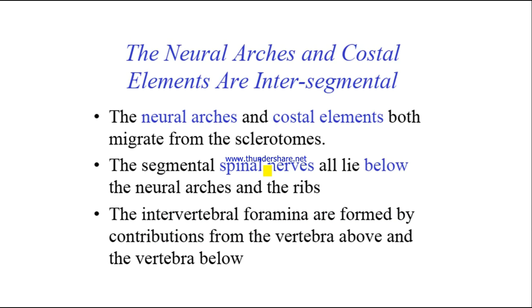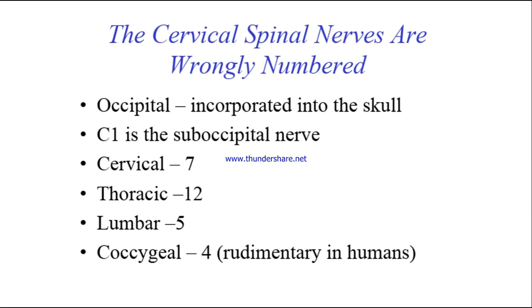The neural arches and the costal elements are intersegmental, and both migrate from the sclerotomes. The segmental spinal nerves all lie below the neural arches and the ribs, and the intervertebral foramina are formed by contributions from the vertebra above and the vertebra below, as we've started to look at in our other clinical anatomy lectures on the musculoskeletal system.